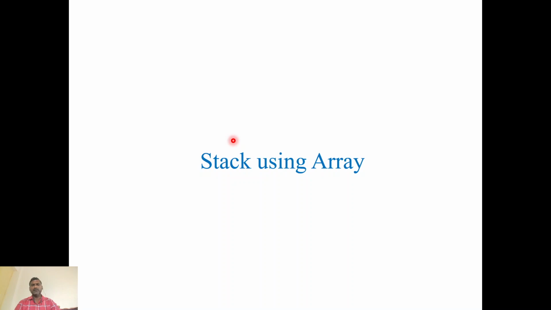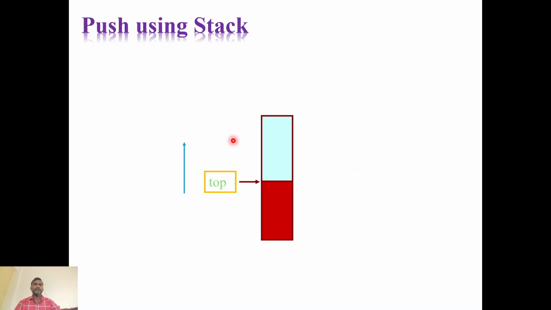First we will see the stack operation using an array. As I said, the first one is the push operation. You can see I am going to represent the array like this. The pointer initially is pointing to the top of the stack. When I perform the push operation, it happens at the top of this array. This is nothing but pushing the element into the stack.